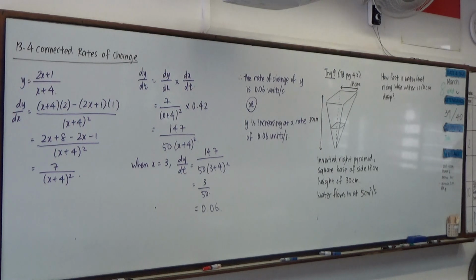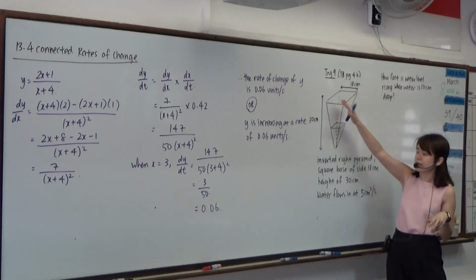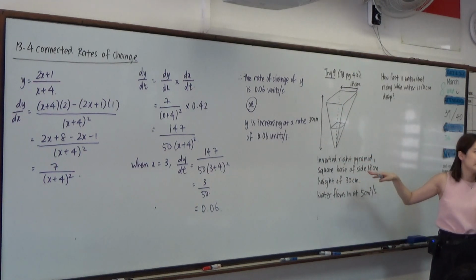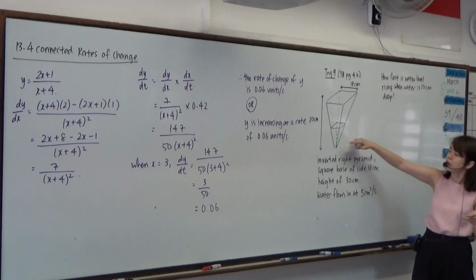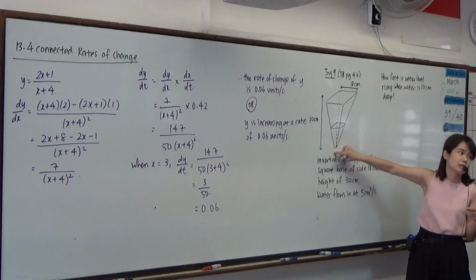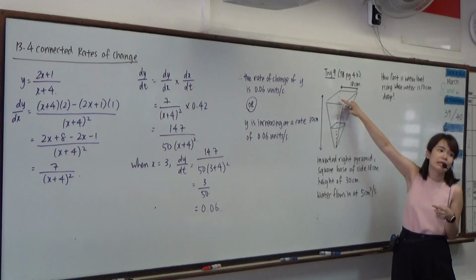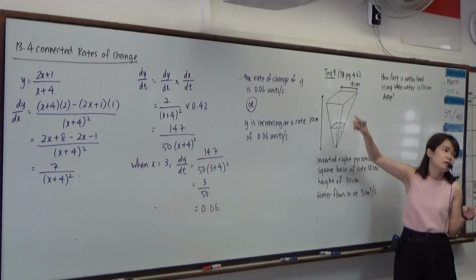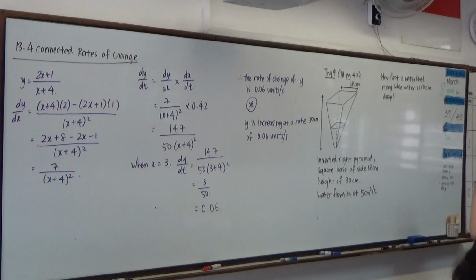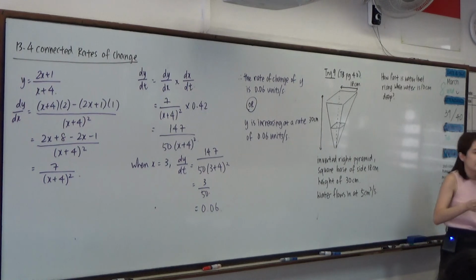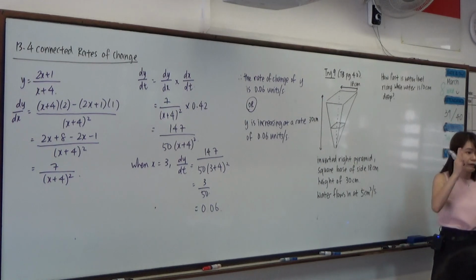At try 9, let me break down the question for you. The question says that there's an inverted right pyramid. In case you don't know what a right pyramid is, it is where the vertex, the top corner, is directly above the center of the base. All the pyramids that you cover in your secondary school syllabus will always be right. It's not that it is seated on the right or the left, but that it is upright.